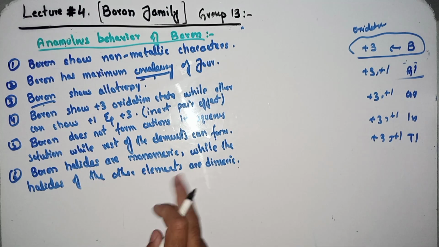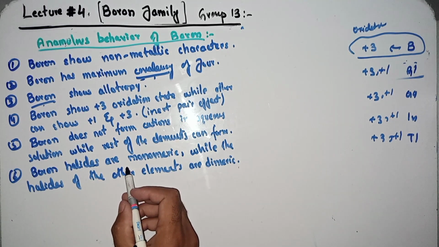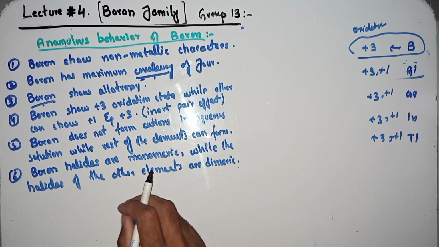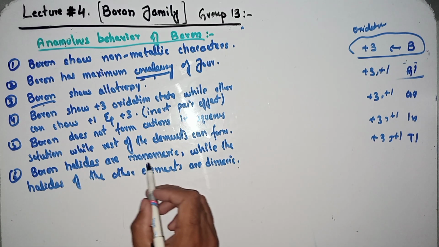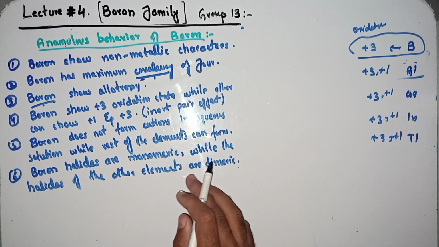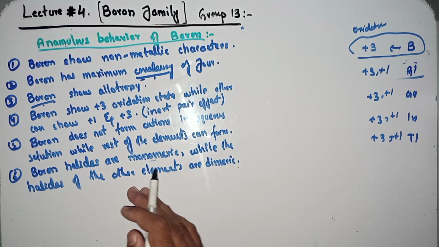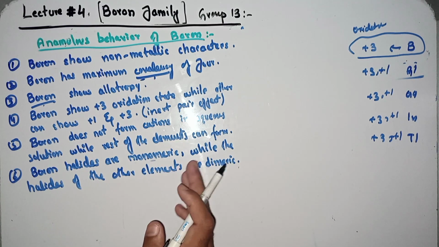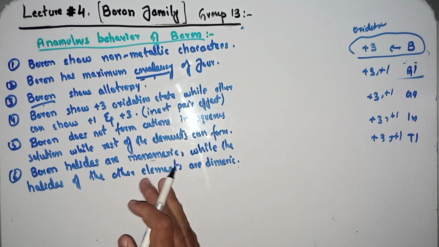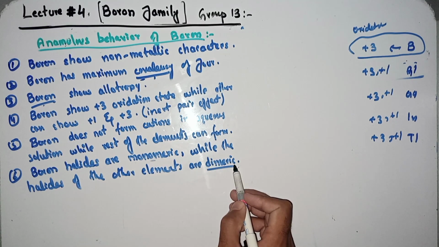Boron halides are monomeric while the halides of the other elements are dimeric. Why are the boron halides monomeric? First of all, you need to know what is monomeric and what is dimeric. A monomer is a relatively small molecule which can be covalently bonded to other monomers to form a polymer. A polymer is the result of the sum of two or more monomers, while a dimer is the dimeric form.